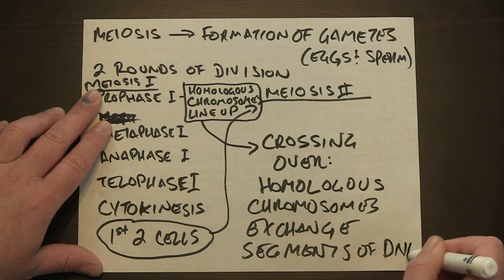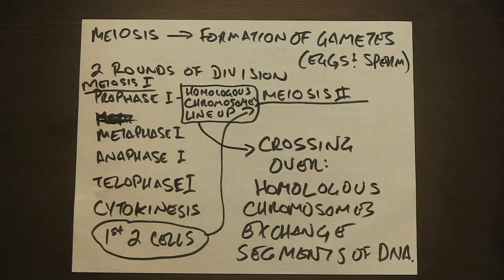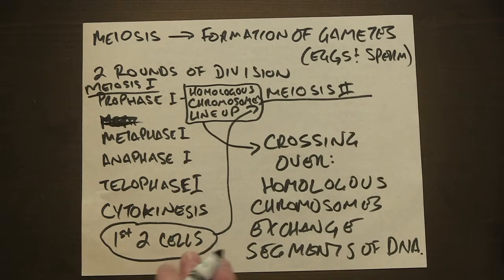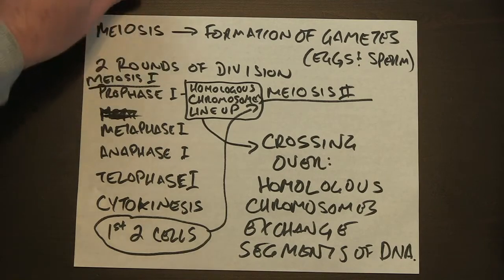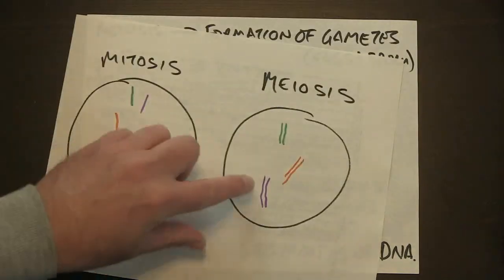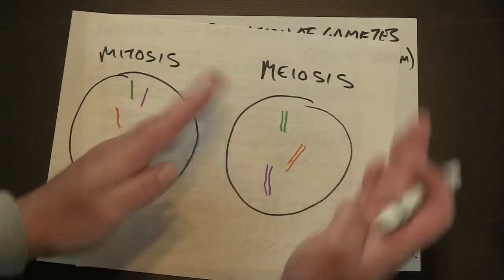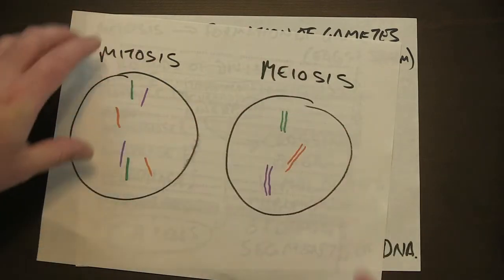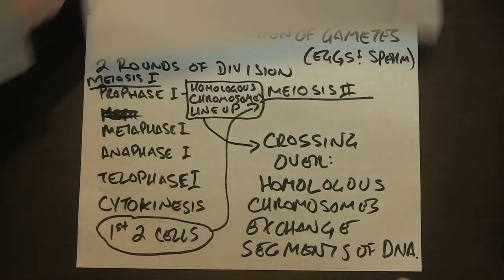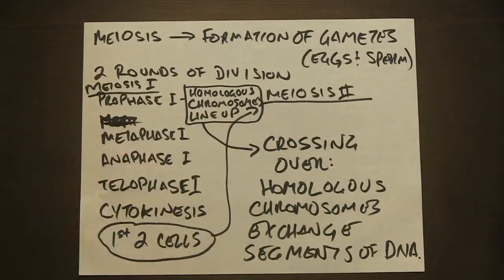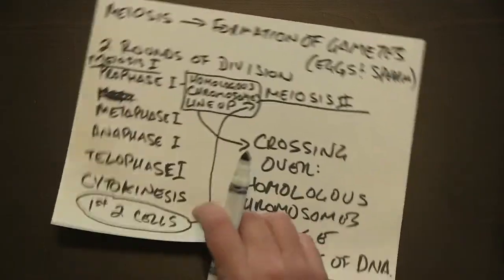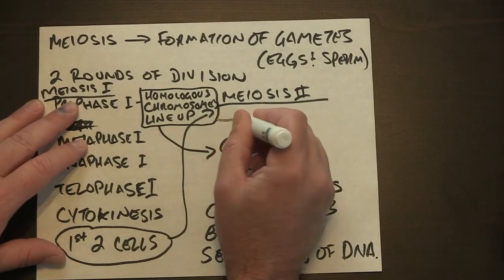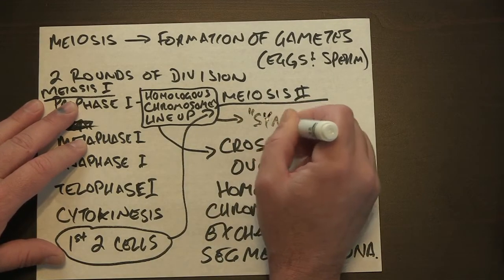With each other. Okay, and we'll talk more about this later on, but this is why it's important for when the homologous chromosomes line up, like they do here, those two purple ones are going to cross over and exchange little bits of DNA so that the genes kind of jumble up a little bit. This lining up is called synapsis.